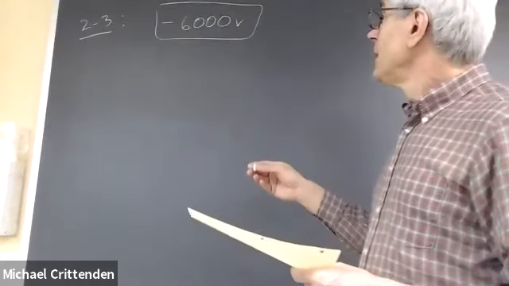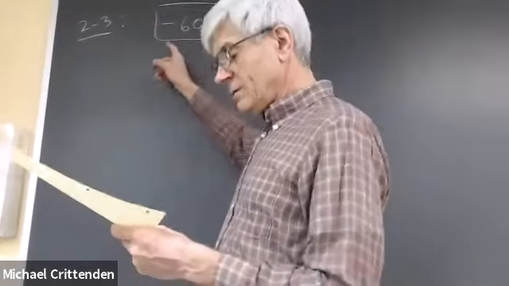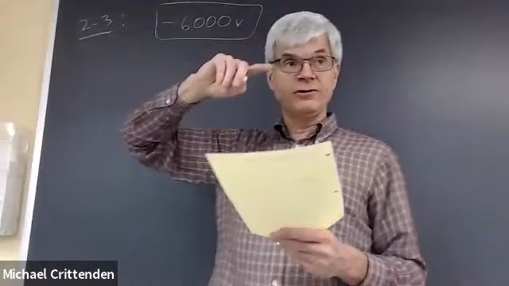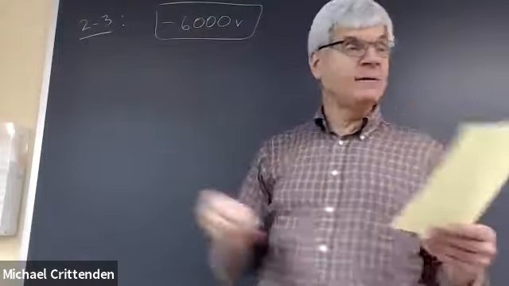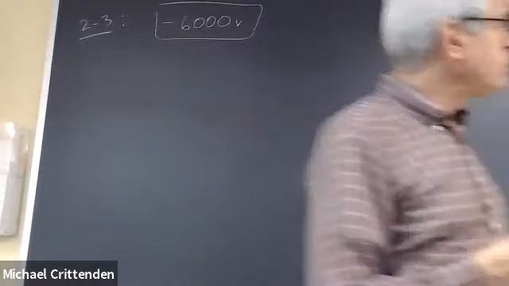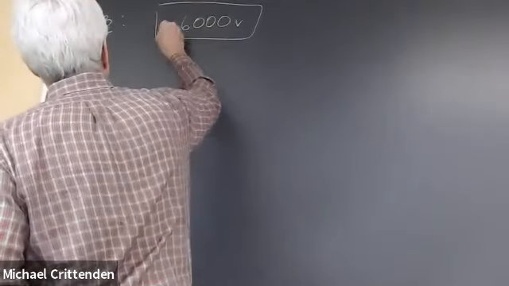The reason that the difference in voltage, delta V, the potential difference, is negative is because if you move from point A to point B, the potential decreases. If you went the other way, it would be positive.